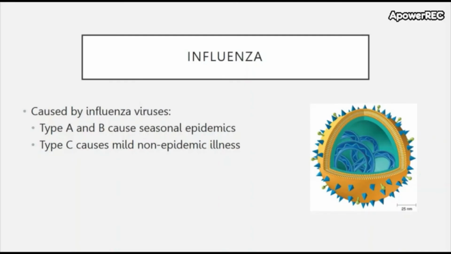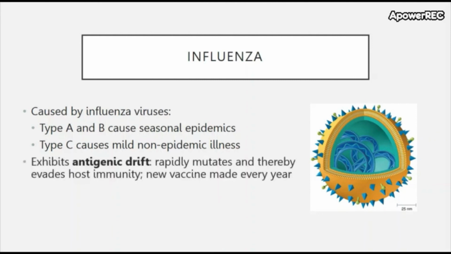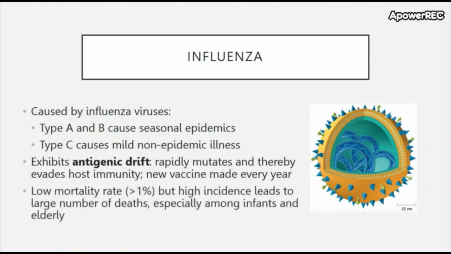Okay, influenza. Influenza viruses can be caused by type A and type B, which cause seasonal epidemics, and type C causes mild non-epidemic illnesses. They exhibit antigenic drift, which means they rapidly mutate and thereby they evade host immunity, therefore requiring a new vaccine every year. And it has a low mortality rate, less than 1%, but high incidence, which leads to large numbers of deaths, especially among infants and the elderly.